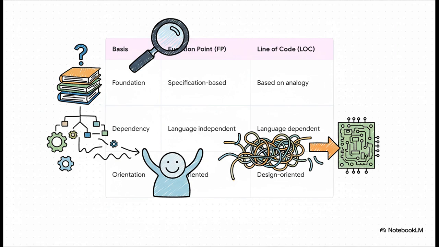This table really nails the key differences. Function point starts from the project specifications, while LOC is really just guessing based on past projects. FP is language independent, which is a massive win, while LOC is totally tied to a specific language. But here's the most important part. Function point is user-oriented. It cares about what the user gets. LOC is design-oriented. It only cares about the code itself.